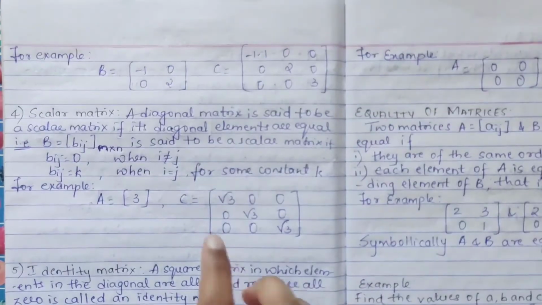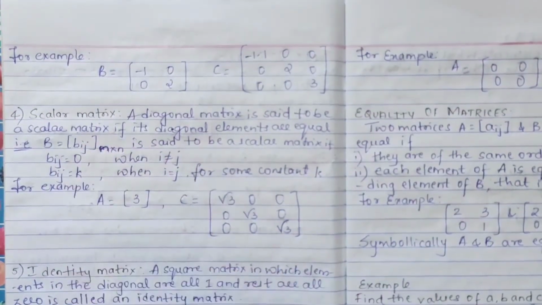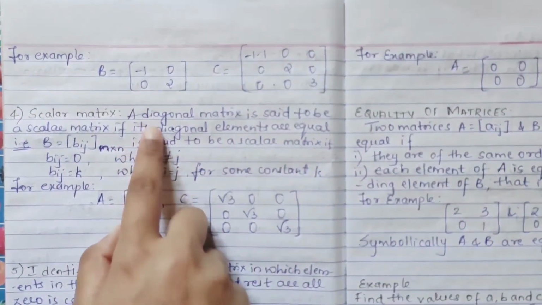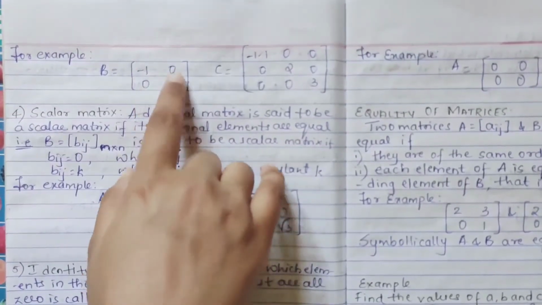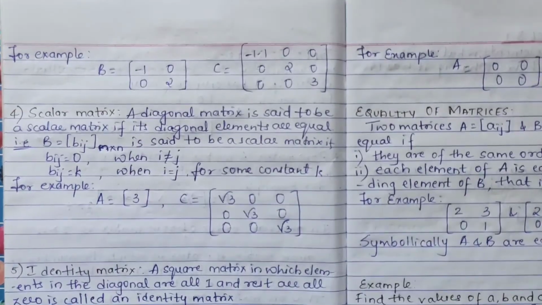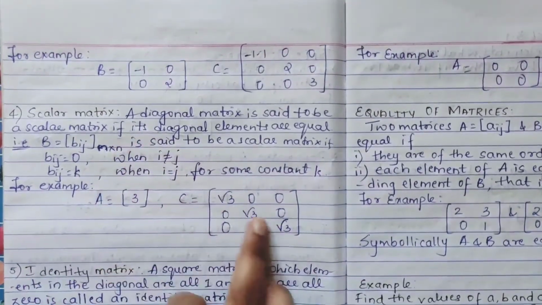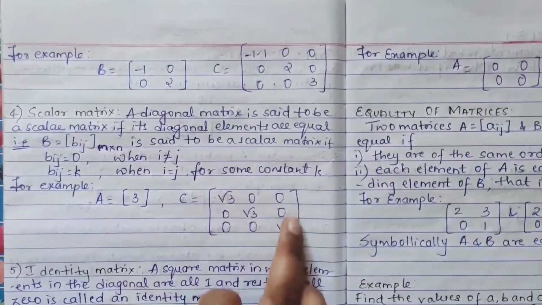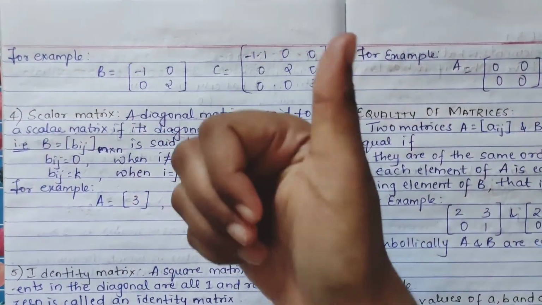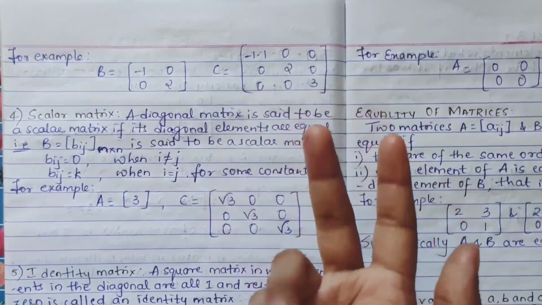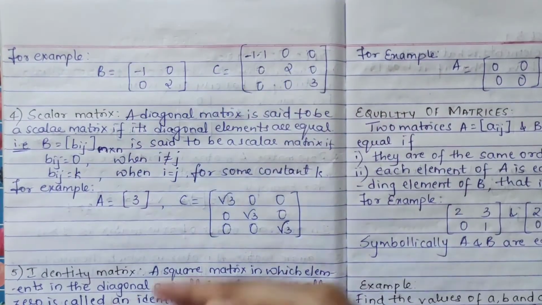Then you have the scalar matrix. A scalar matrix is what? It should be a diagonal matrix where the non-diagonal elements are 0, and the diagonal elements should be equal, rest all will be 0. See, after your square matrix, diagonal, scalar, identity, zero, they all are linked.